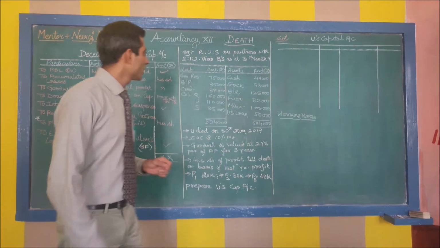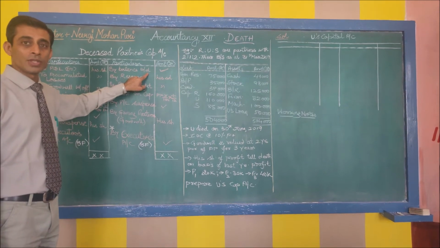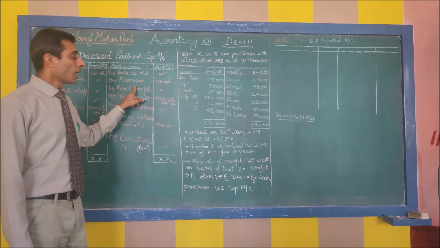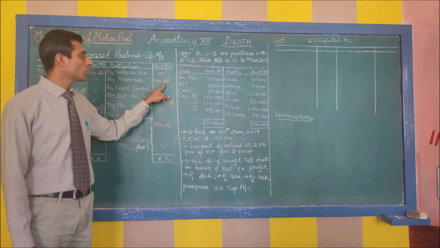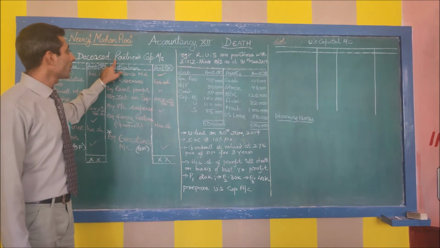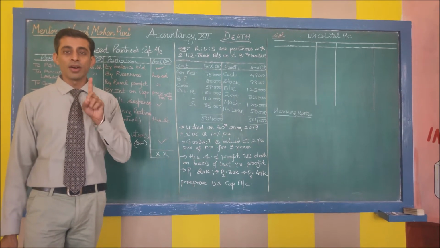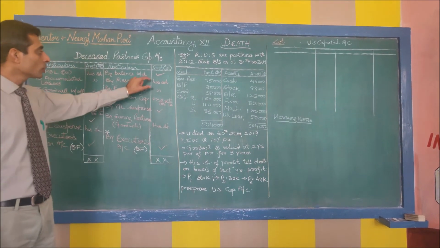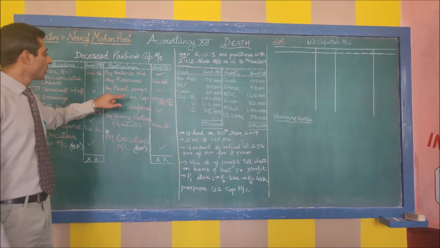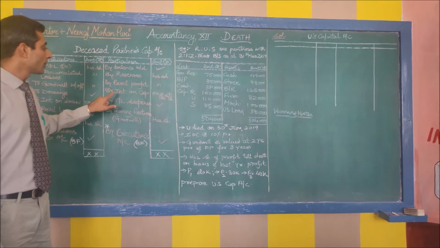To start with this account, first, by balance b/d. This is the opening balance. By reserves, and for reserves only his share is to be written. In the event of death, we prepare the capital account of only one partner who has died or expired. So only his share out of profits would be written here. Revaluation profit, again his share.